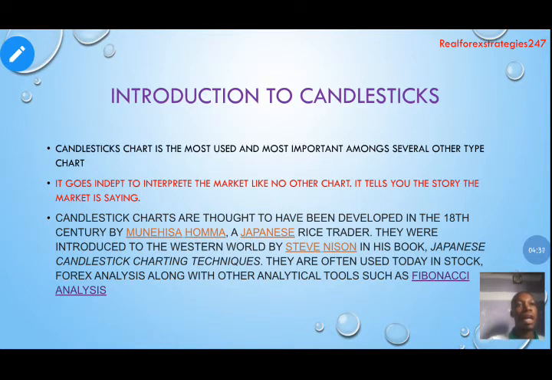Most of the traders in the world use the Japanese candlestick chart. Japanese candlestick charting techniques are often used today in stock and forex analysis, along with other analytical tools such as Fibonacci. Fibonacci is also a tool in the MT4, you guys might not know where it is, but it is there. It's a kind of tool that you use to predict price movement. It's a miracle to the forex world.